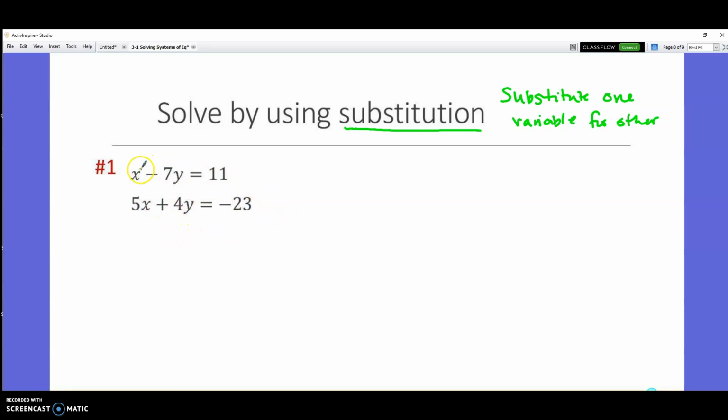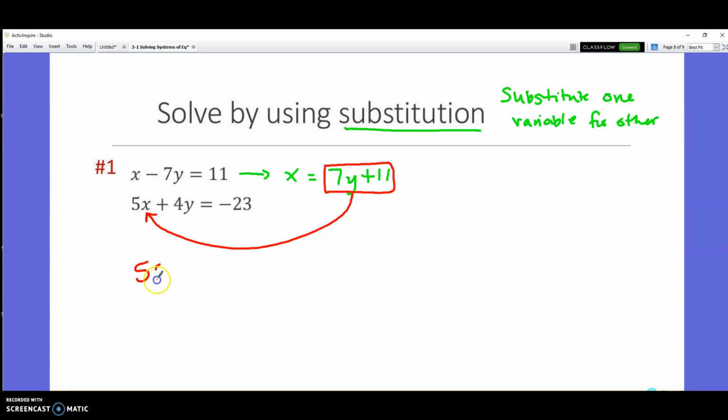There'd be fractions everywhere. With here, I could simply move the 7x over to the other side by adding it, and x would equal 7y plus 11. And then I could substitute this for the x in the next equation. So instead of 5x, 5 times (7y plus 11) plus 4y equals negative 23. And now I only have one variable in this entire equation. Instead of the x here, we replaced it, we substituted it with 7y plus 11.